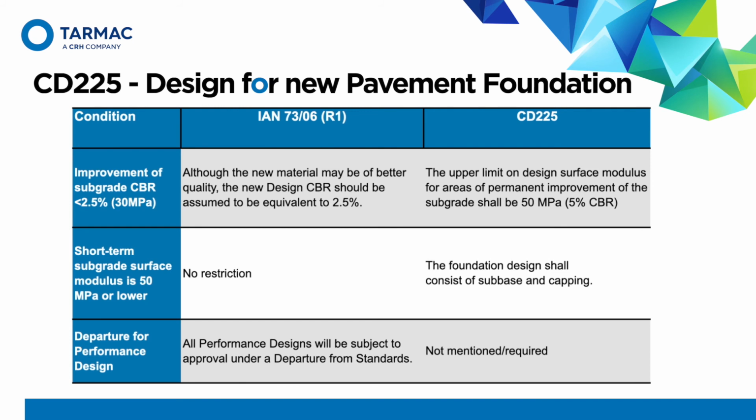Key changes in the design include, the first one, whenever improvement is applied where the CBR is less than 2.5% or 30 MPa. Previously, in IN 7306, even after the improvement applied, it restricts that the design CBR should be maximum 2.5%. However, CD225 allows this to go up to 5% or 50 MPa. Consequently, the foundation thicknesses will reduce.